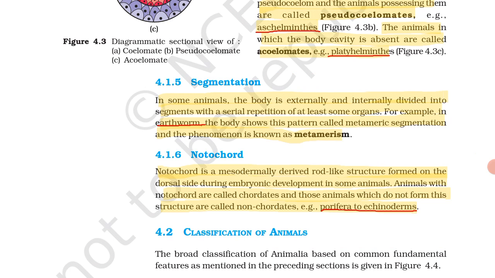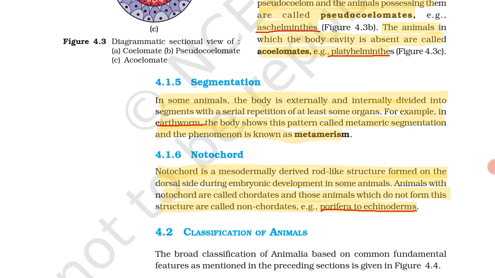Next is notochord. Notochord is a mesodermally derived rod-like structure formed on the dorsal side during embryonic development in some animals. So we have seen about germinal layers. Diploblastic, triploblastic: the animals which possess external and internal germinal layers, externally ectoderm and internally endoderm, are diploblastic. In between ectoderm and endoderm there is a mesodermal layer. So the notochord is mesodermally derived.